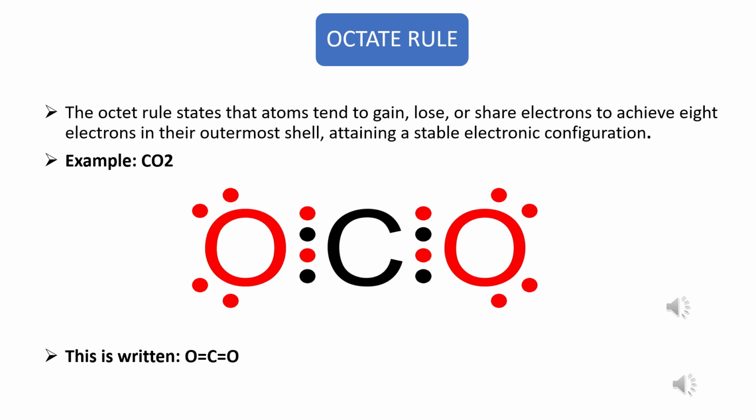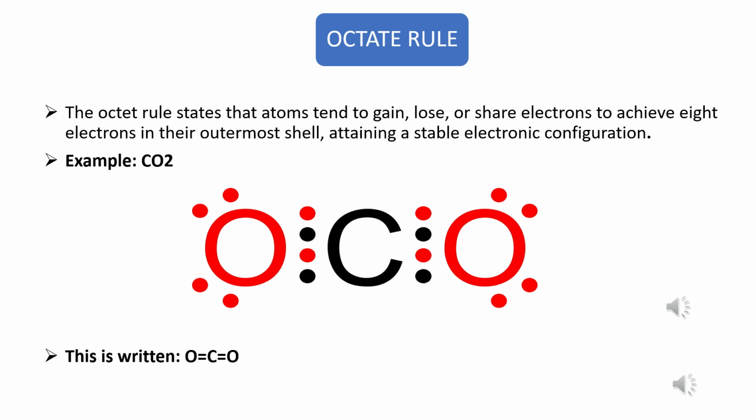Now, let's understand the octet rule, which explains why most atoms form a specific number of chemical bonds. The octet rule states that atoms tend to gain, lose, or share electrons to achieve 8 electrons in their outermost shell, the valence shell. When an atom has 8 valence electrons, it attains a stable electronic configuration, similar to that of the noble gases, making it chemically more stable and less reactive.